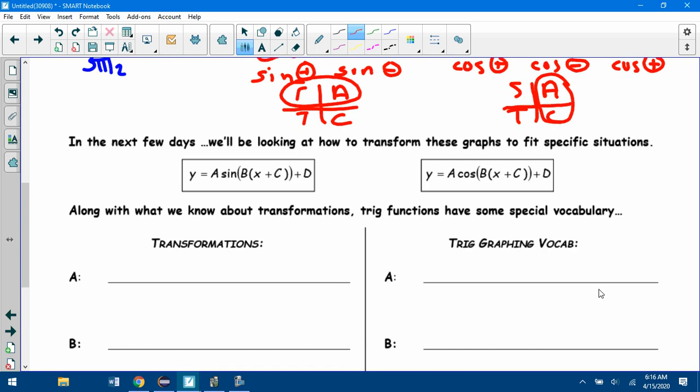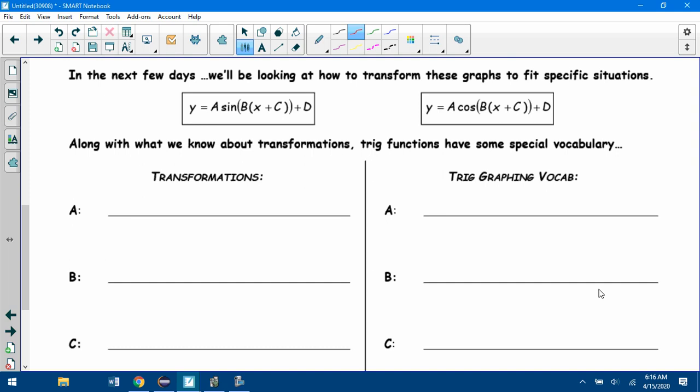Okay, the last part of the notes today, we're going to be looking at how to move these graphs. These graphs can be used to show a lot of different real-life applications, and that's going to be our goal in the next few days. But it all relates back to transformations. There's some new trig vocabulary that we're going to use instead of what we're used to with transformations.